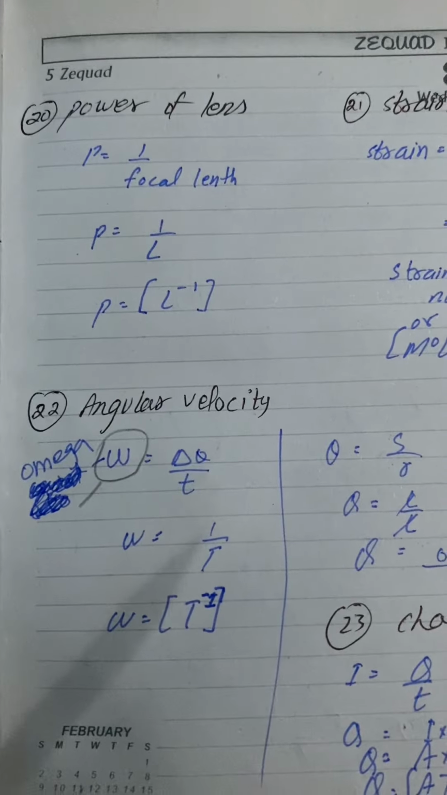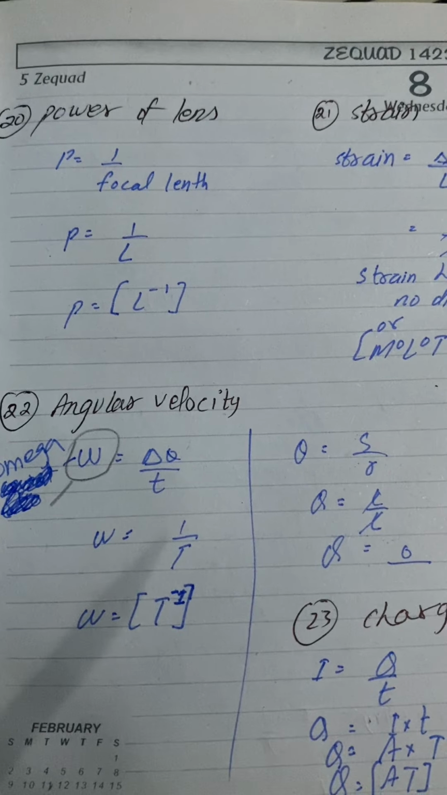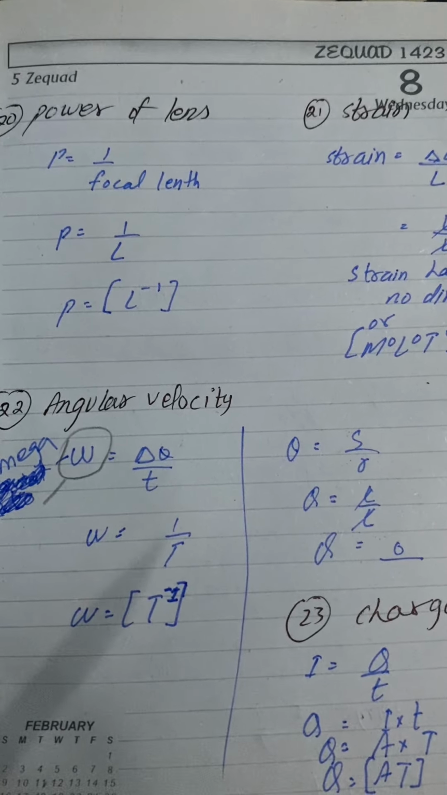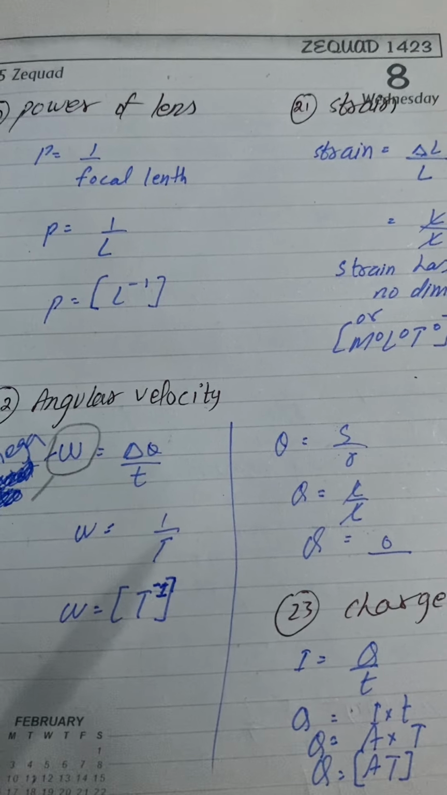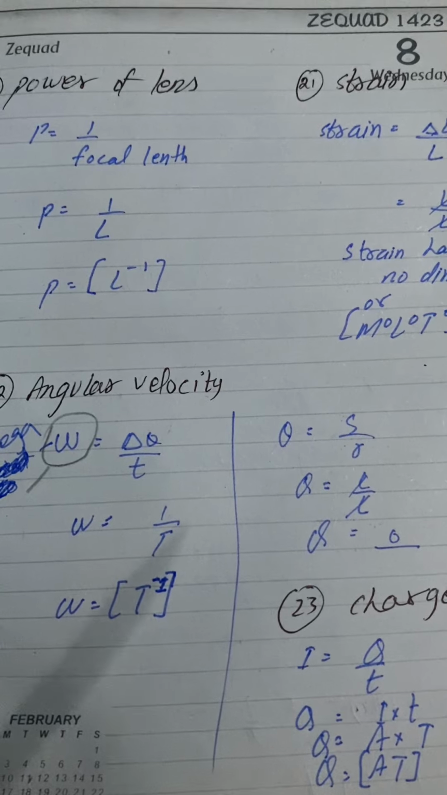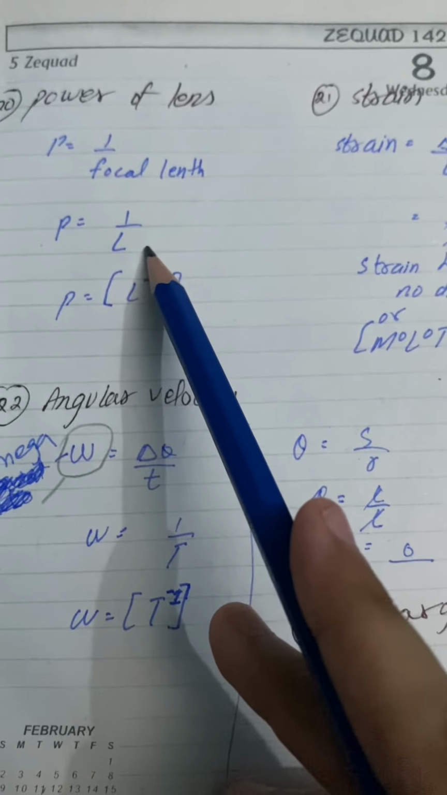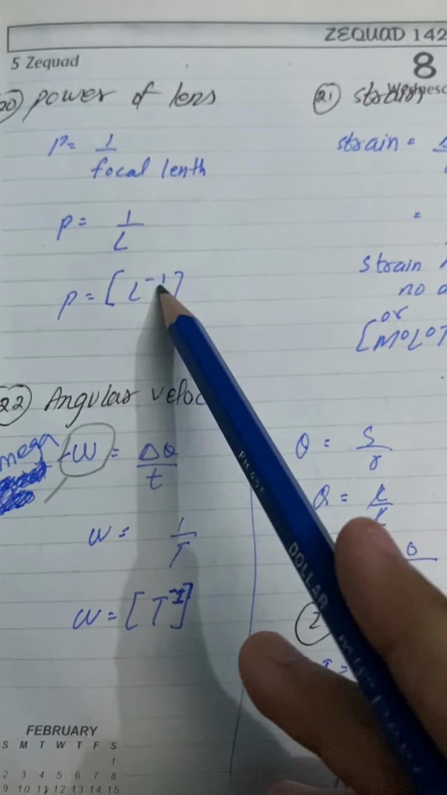Now power of length. As we know, power of length is equal to 1 upon focal length. Focal length is basically a distance, so we will represent it by capital L, so P is equal to L minus 1. When it comes in the numerator, it will be minus 1 power, okay.